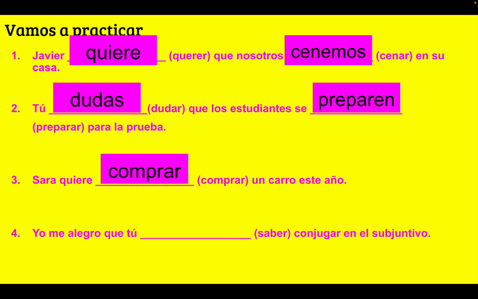Número 4. Yo me alegro. There is an emotion. So if we already have an emotion in the present indicative, yo me alegro que tú, blank, conjugar en el subjuntivo. The verb saber must be in the subjunctive. So therefore, yo me alegro que tú sepas conjugar en el infinitivo.